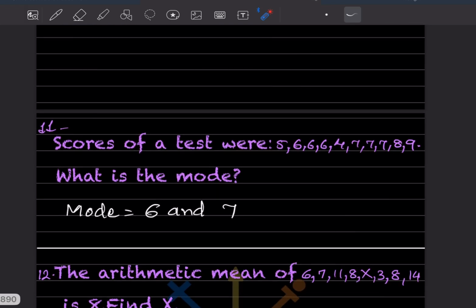Scores of a test are given. What is the mode? Mode means the number which is repeated more than once. So here we can see this 6 is also repeated and this 7 also is repeated. So the mode is 6 and 7.